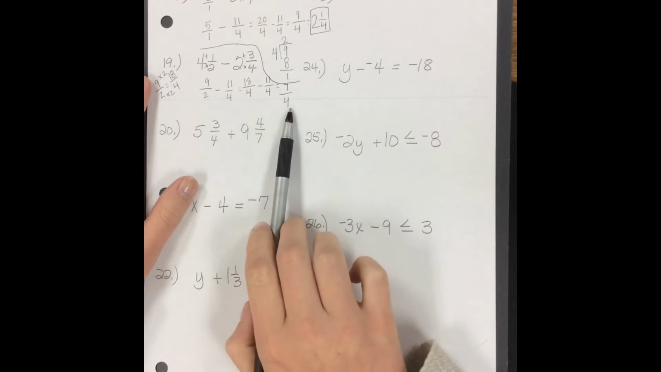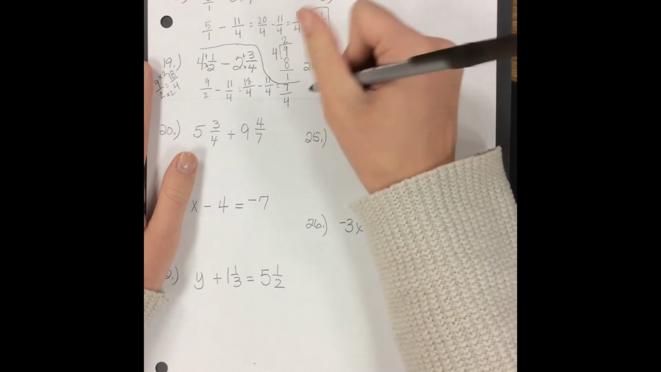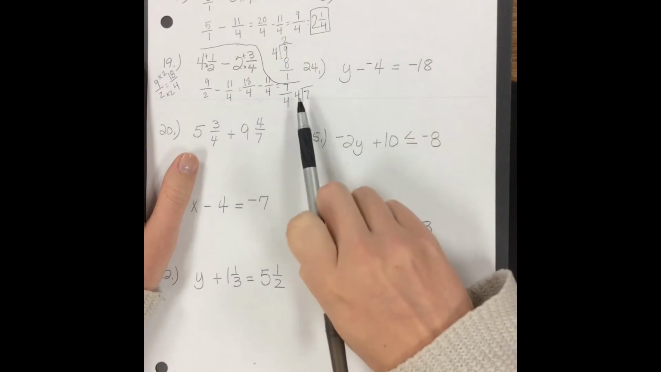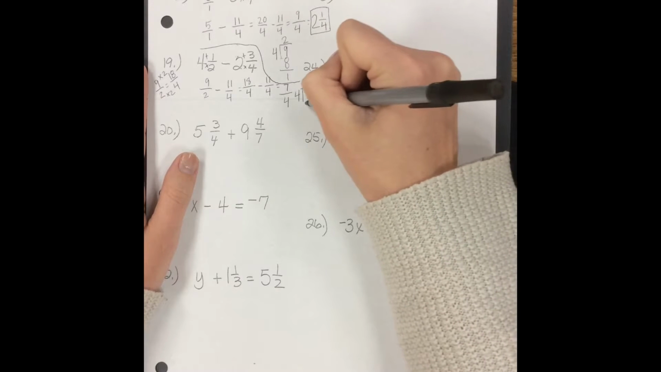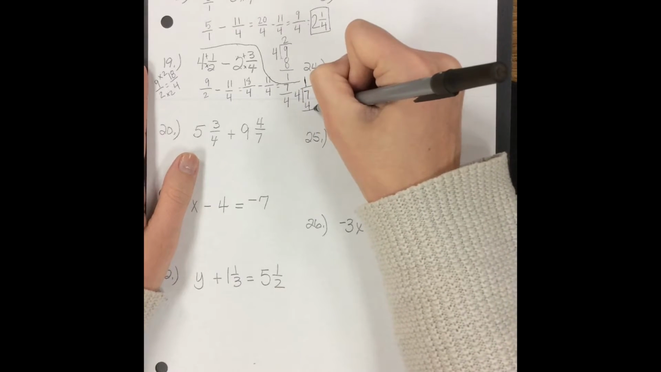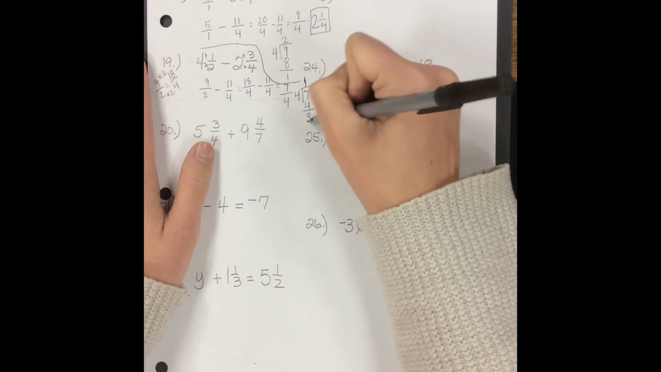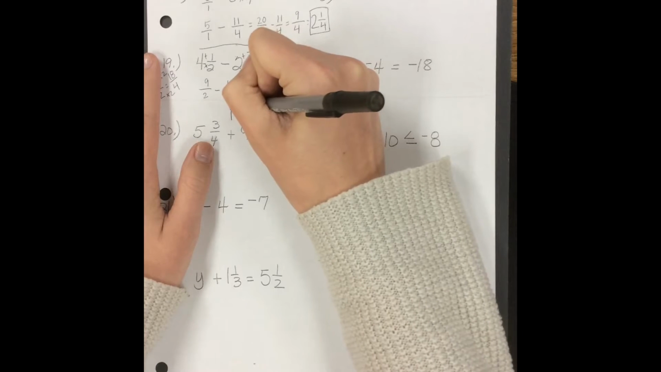Okay, now this 7 over 4, again, is an improper fraction. So we need to change that to a mixed number by dividing. Okay, 4 goes into 7 only one time. Okay, 4 times 1 is 4. So 7 minus 4 is 3. So this mixed number becomes 1 and 3/4.